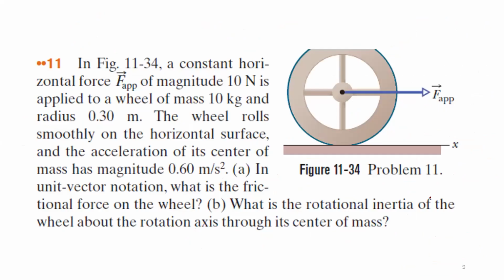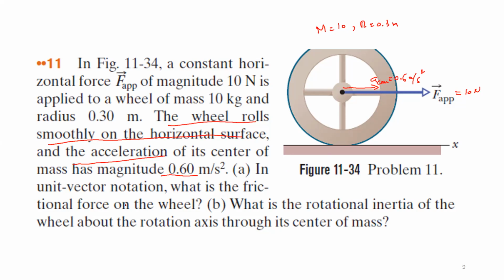Okay, now for this problem here, let me solve it very quickly. We have a horizontal force F applied, which is equal in magnitude to 10 Newton. It's applied to this wheel, and the wheel has a mass m, which is 10 kilogram, and a radius which is 0.3 meters. The wheel rolls smoothly on a horizontal surface, and I give you the acceleration of the center of mass, which is 0.6 meters per second squared. The question is, in unit vector notation, what is the frictional force on the wheel?